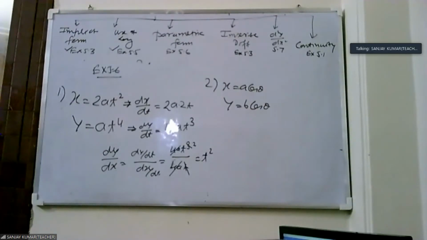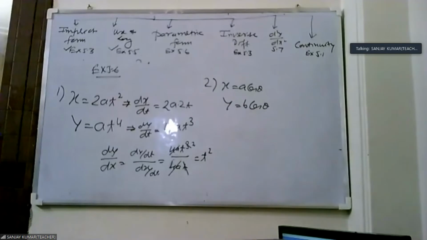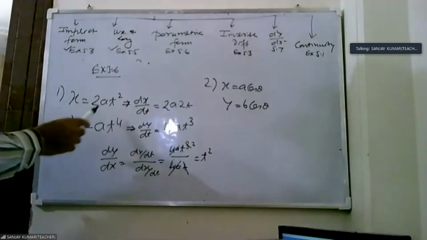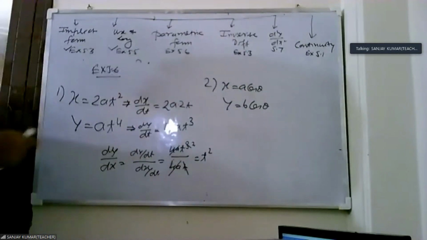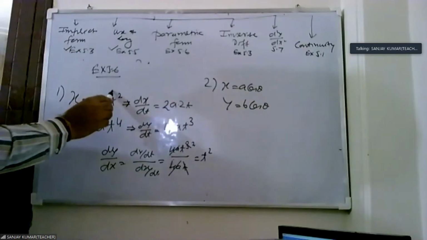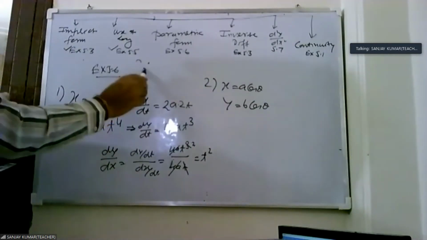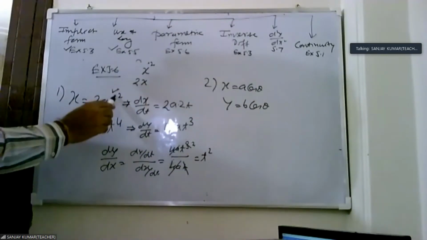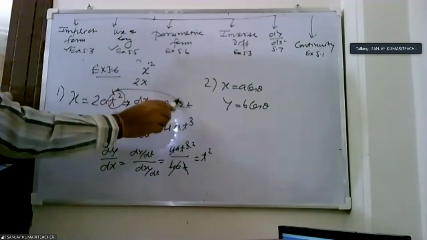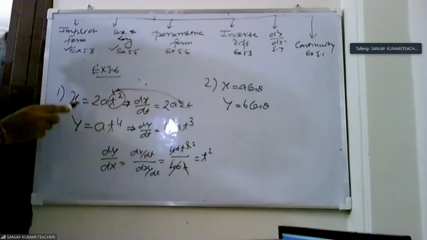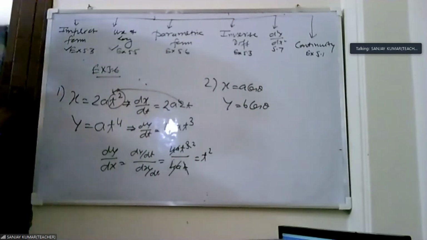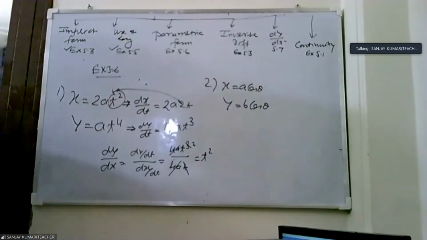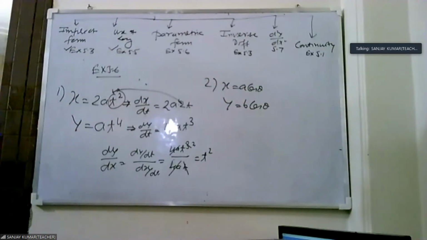One student is asking how we find the derivative dx by dt. Look, dx by dt is very easy. We consider t square as x square. If you differentiate x square, that is 2x. Similarly, the derivative of t square is 2t, because we are differentiating with respect to t. If you differentiate with respect to t, that means x is considered as t.